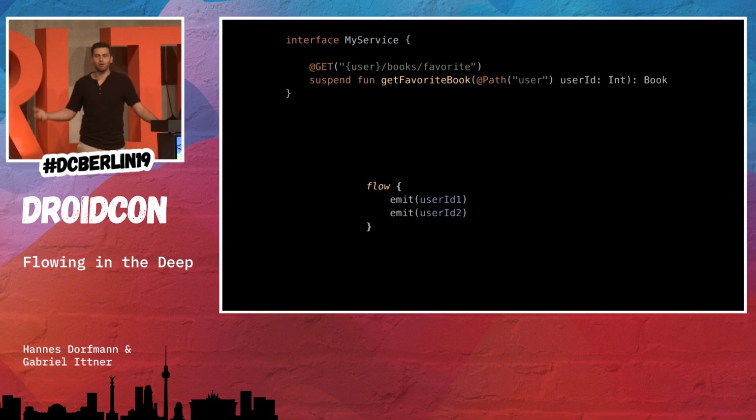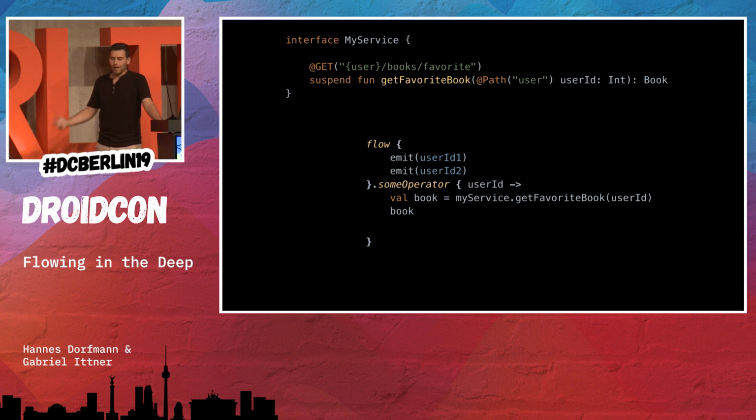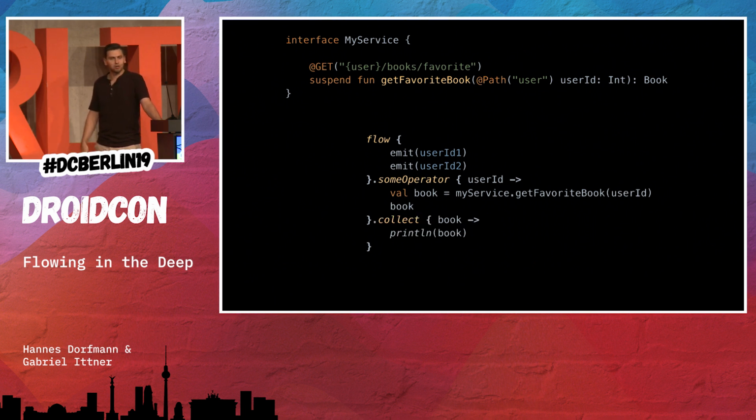Let's say we have a flow that emits two times the ID of the user. What we would like to do is grab the book of the first user and print it out. So we have something like the sum operator, and we will see what the sum operator is in a second. But what we would like to have is something like that. We just call this getFavoriteBook, we get the book back, and then we print it out or do whatever we want to do with the book. The question: what is the sum operator? Any guess?